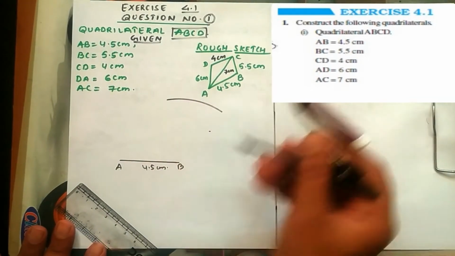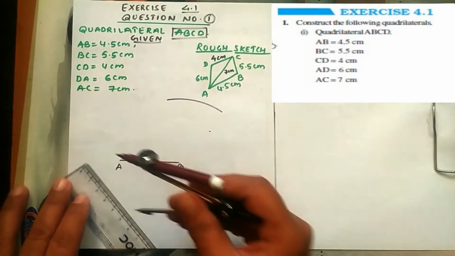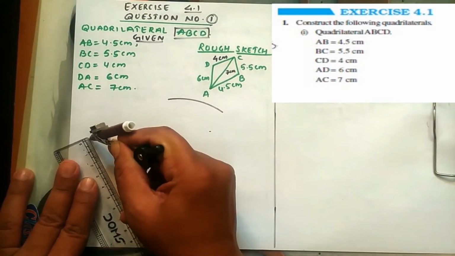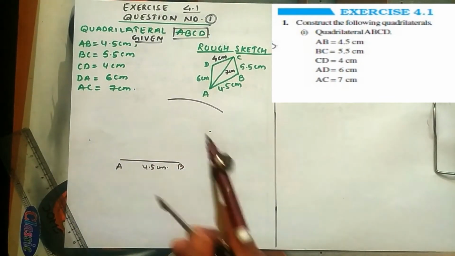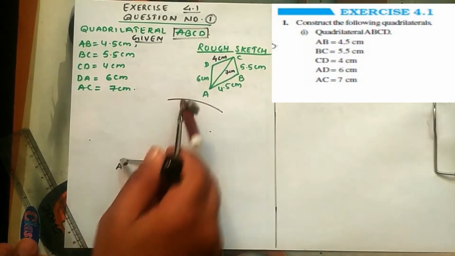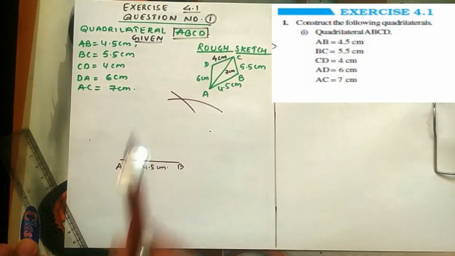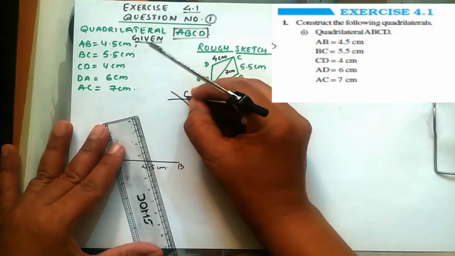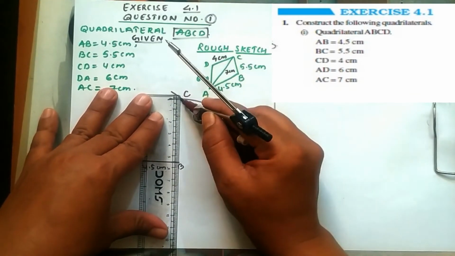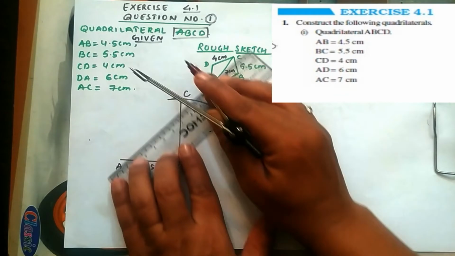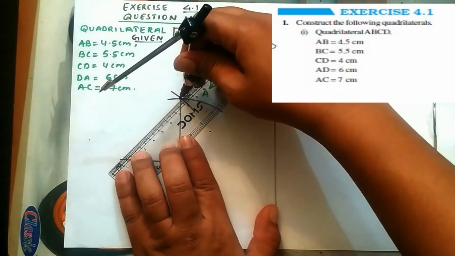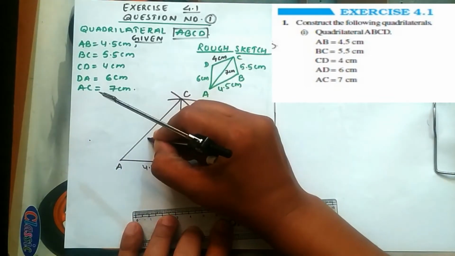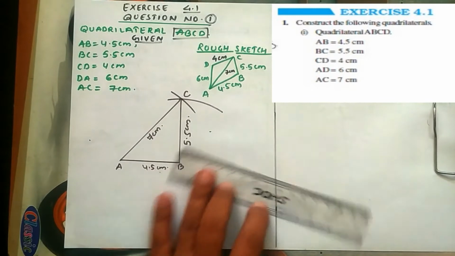Now I see that AC and BC have the intersecting point C. So the next step for the construction is constructing AC, which is equal to 7 centimeter. With the help of ruler and compass, I will draw AC, and in this way I have got the intersection point C here. Join this BC and AC. Tick, write down the measurements then and there. It will help you to understand the concept very clearly.